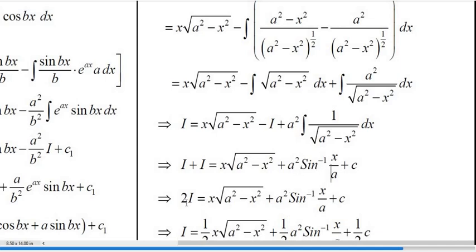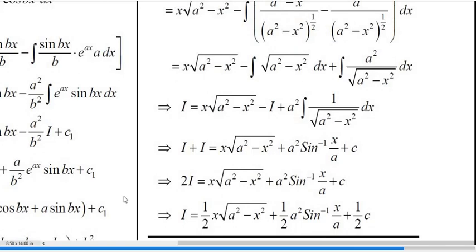Now this 2 is multiplying here, and dividing both sides by 2, the 2 cancels out. We get I is equal to 1 by 2 x square root of a square minus x square plus 1 by 2 a square sine inverse of x by a plus 1 by 2 constant of integration.